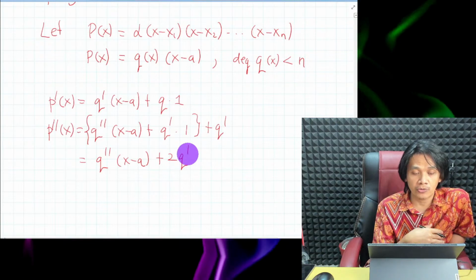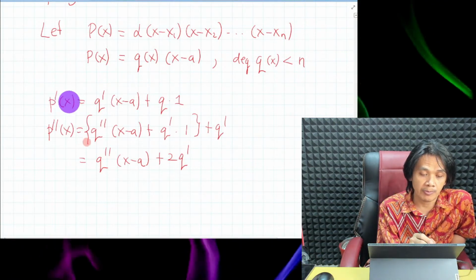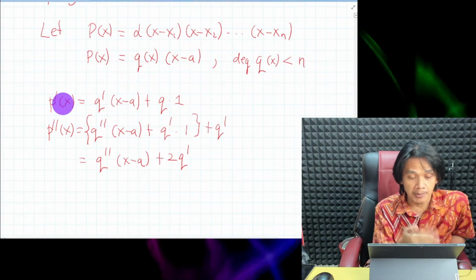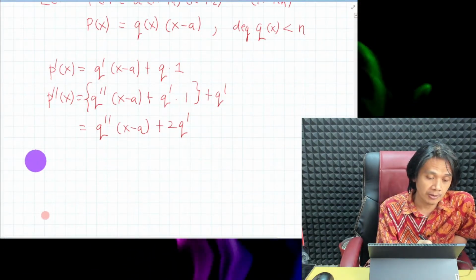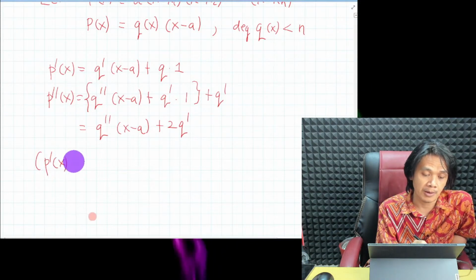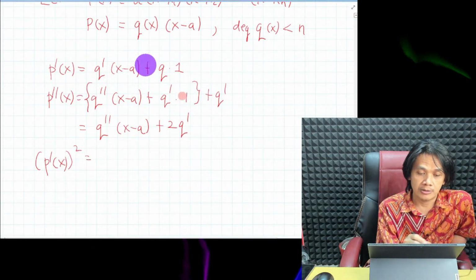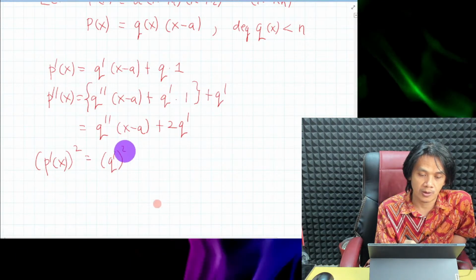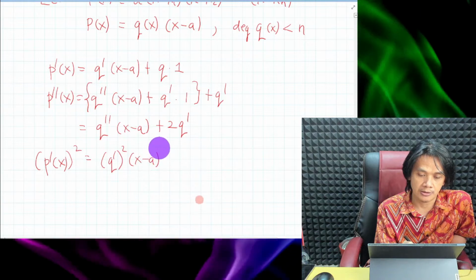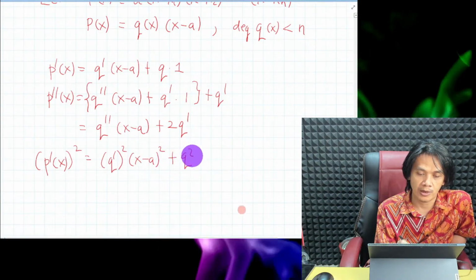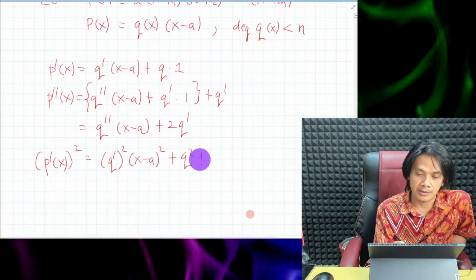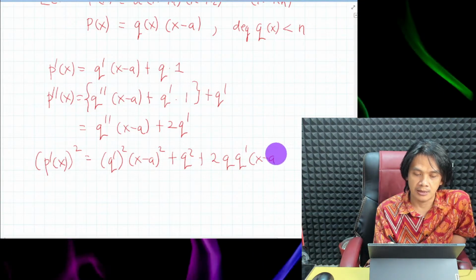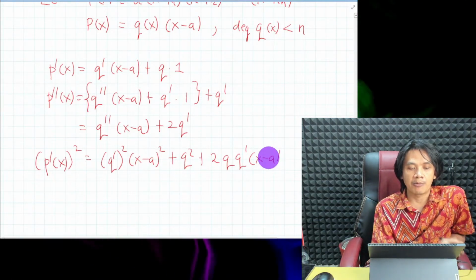And we would like to compare the value of p prime of x squared and p of x times p double prime of x. So if you compute p prime of x squared, just square this guy. So we will have q prime squared x minus a squared plus q squared plus twice of this, plus twice q prime x minus a. That's our p prime of x squared.